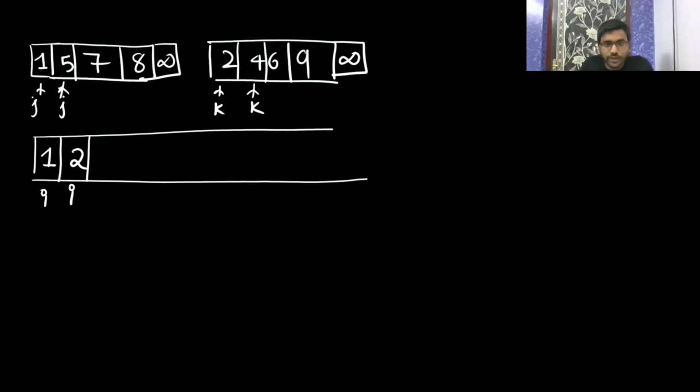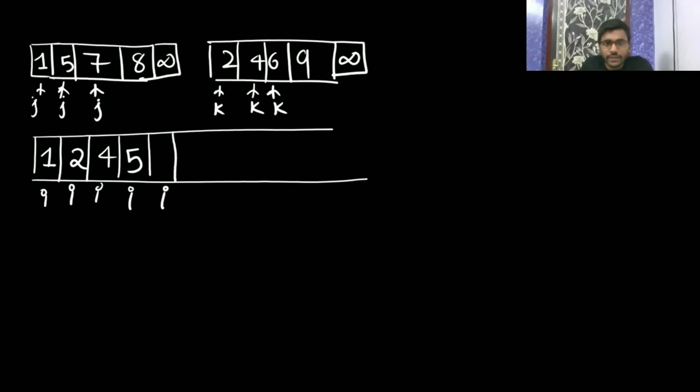Now I am going to compare 4 and 5. Between 4 and 5, which is the smallest? 4, so 4 is placed, and I increment here. Now k points here. Between 5 and 6, which is smaller? 5 is smaller, so 5 will be placed here. j will increment to here, and i will now increment to here.